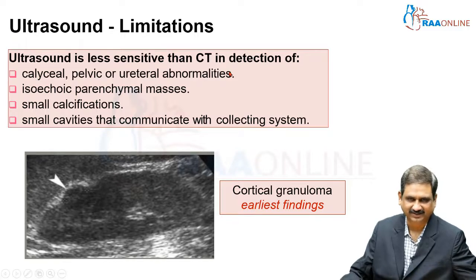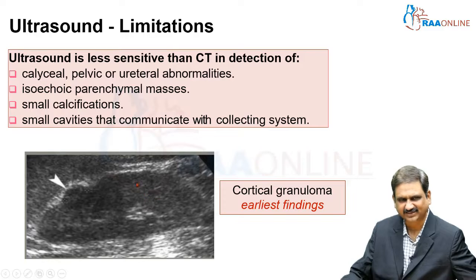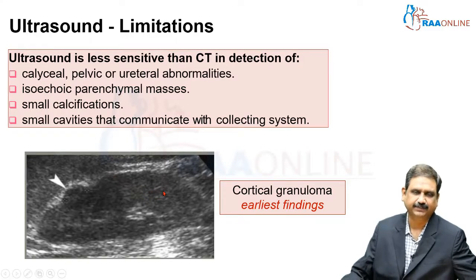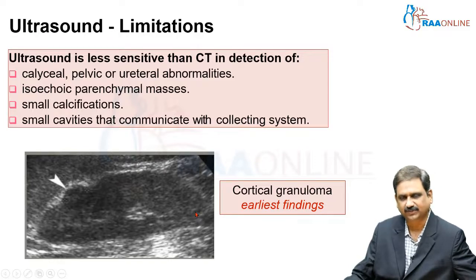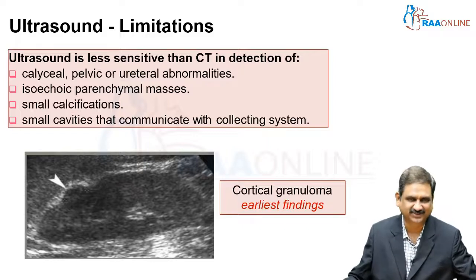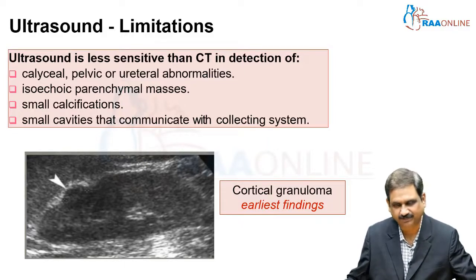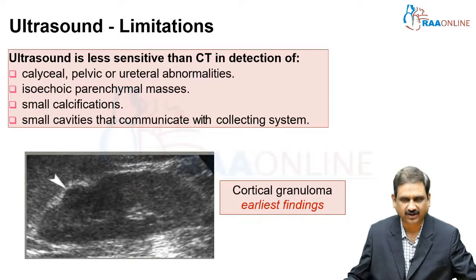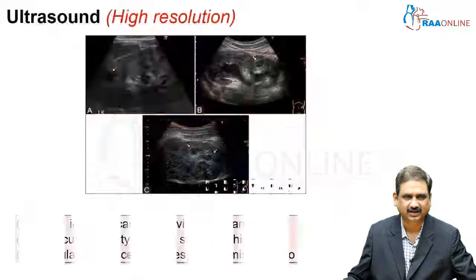And in patients with an isoechoic parenchymal mass, it may not be possible for us to distinguish these masses from the rest of the parenchyma, or if there are small calcifications, the central sinus echo may also be echogenic, and you will not be able to identify the small calcified spots with a higher degree of accuracy. Small cavities that may communicate with the collecting system are easily missed. So these are all the limitations of an ultrasound, whereas as I mentioned earlier, a cortical granuloma is one of the earliest findings that you get in patients with renal tuberculosis.